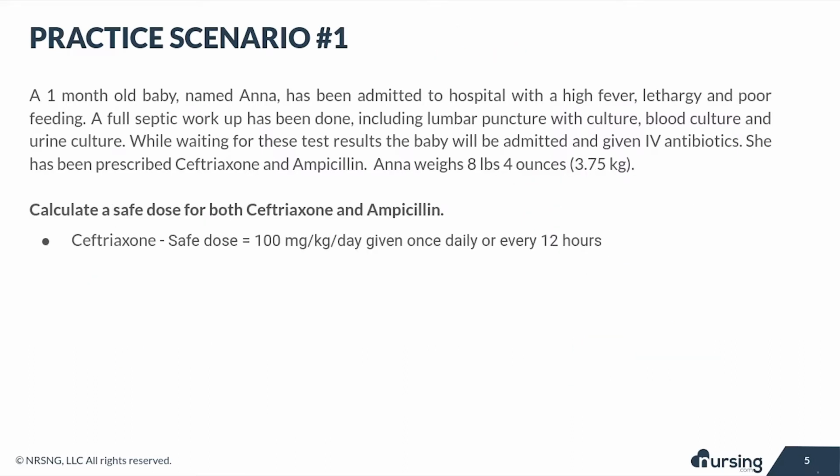All right, so the next thing that we're going to do for baby Anna is calculate safe doses for both ceftriaxone and ampicillin. We've already done the first and most important thing here, and we've converted her pounds to kilograms, and so we know that baby Anna weighs 3.75 kilograms.